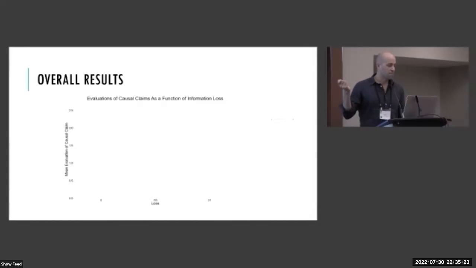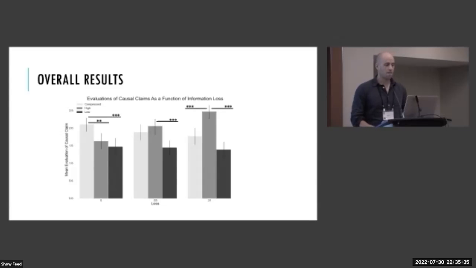On the y-axis, we have the mean evaluation of each of the causal claims. So this is the compressed causal claim, the more detailed high probability claim, and the more detailed low probability claim. And these are the results.